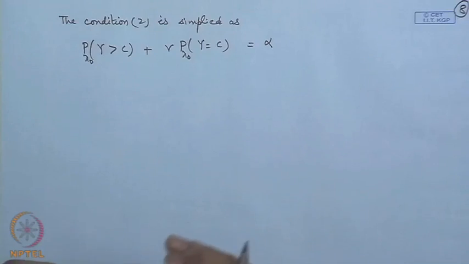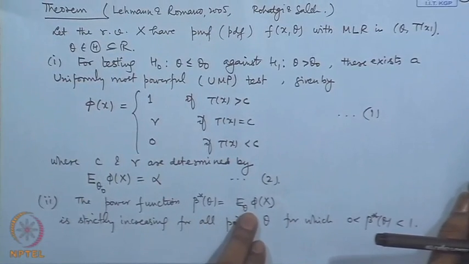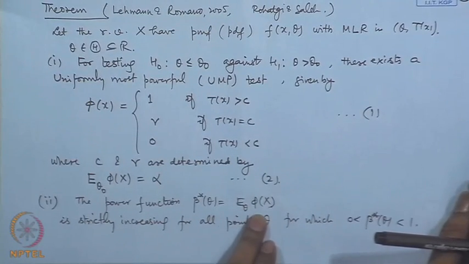Now, another point which I would like to explain here: in the case of simple versus simple hypothesis, we had the probability of type 1 error as a single value, but when we have a composite null hypothesis, the probability of type 1 error is a function. However, this is an increasing function, which I mentioned in the statement of the theorem also, that the power function is a strictly increasing function. So, the probability of type 1 error is increasing.